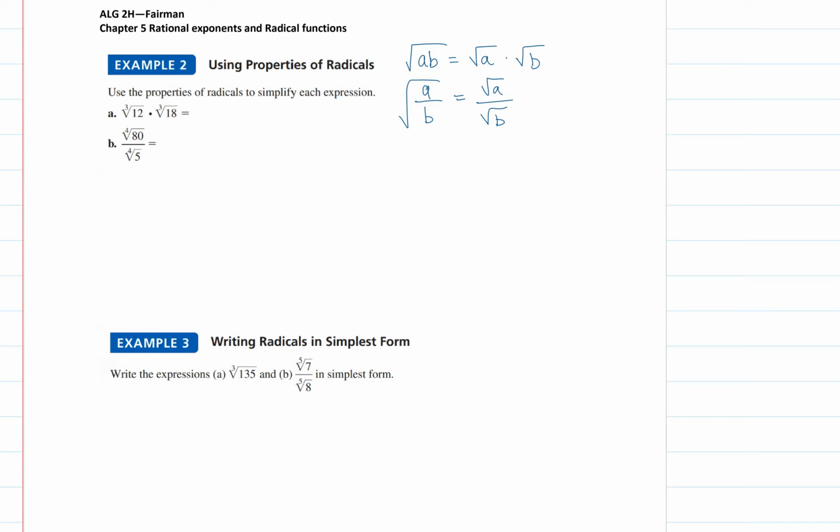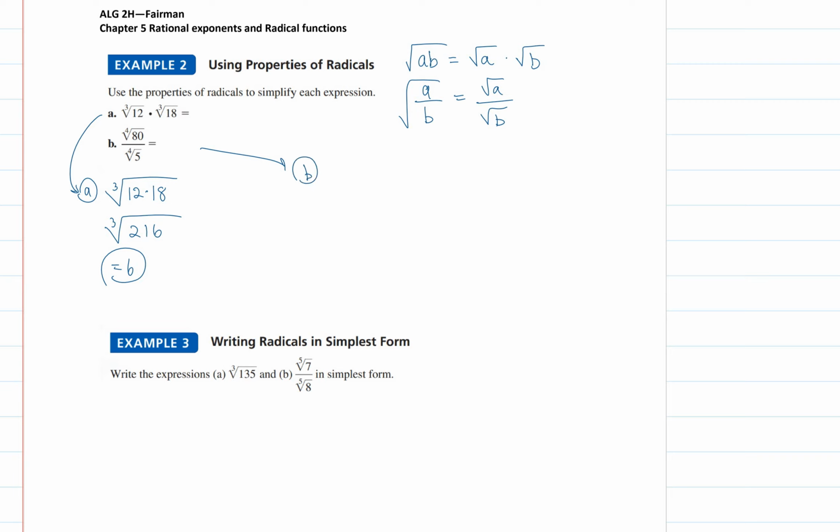So if we look at example A, we can take the cube root of 12 times the cube root of 18 and make it the cube root of 12 times 18 all under the radical. If I do that math, I get 216, and maybe I happen to know off the top of my head that the cube root of 216 is in fact 6.